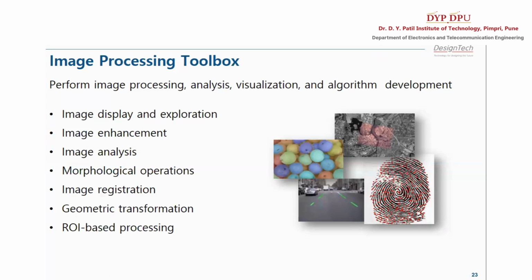Like image display, exploration, image enhancement, image analysis. We can do image enhancement, where we can perform blur and other operations, resize, and so on. Then other things and ROI-based processing. So we have an image processing toolbox where we can perform various operations on the image, and after the image is pre-processed, further applications can be made.